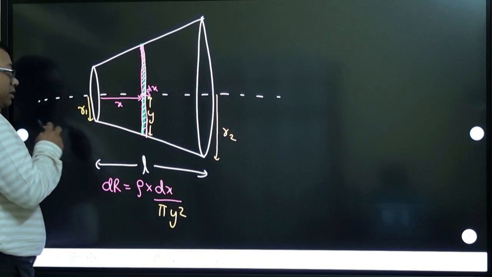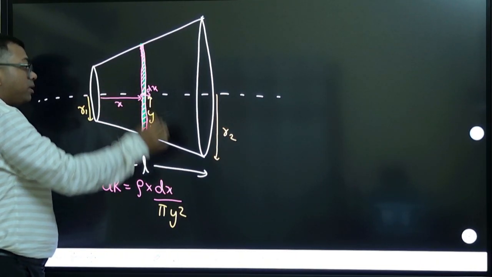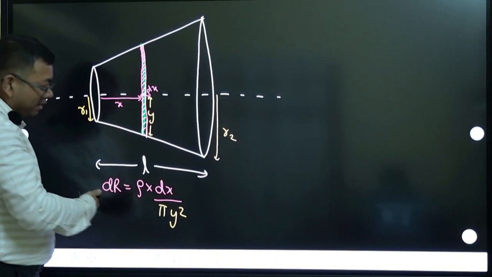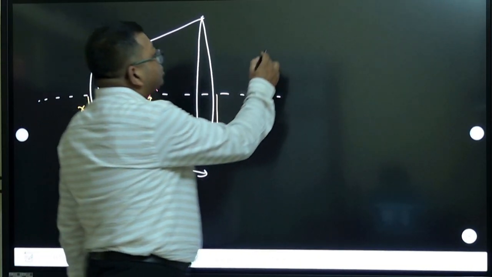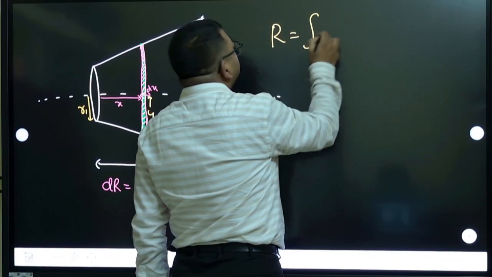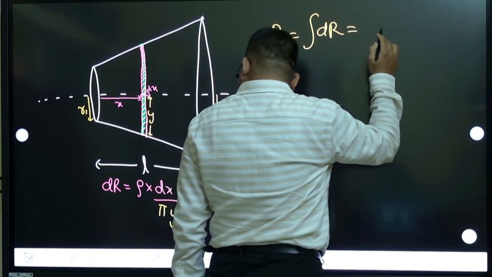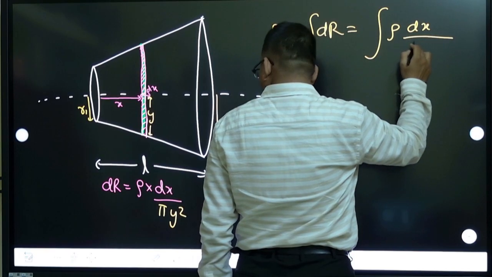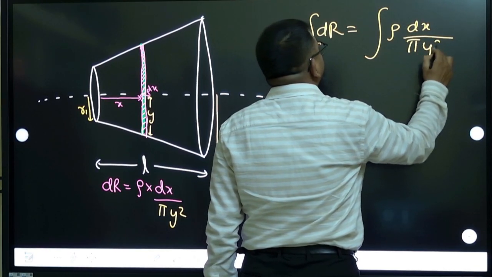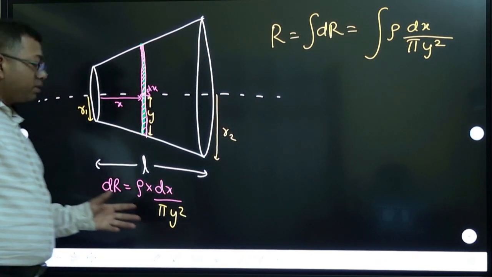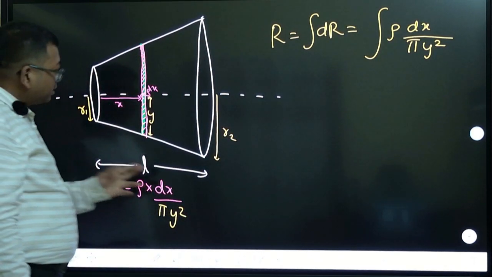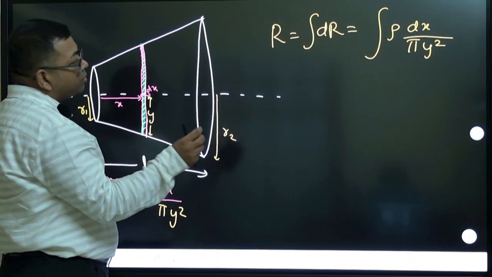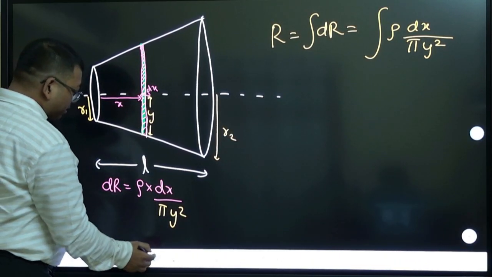Now I want to integrate, because the wire is made up of so many small elements and they are all in series. Series means you will simply add them, and adding means integrating. So the total resistance will come as the integration of dR, which is the integration of resistivity into dx by pi y square. Because x is changing, y is also changing. With respect to x we are doing the integration, so y you need to write in terms of x. How do we write it?